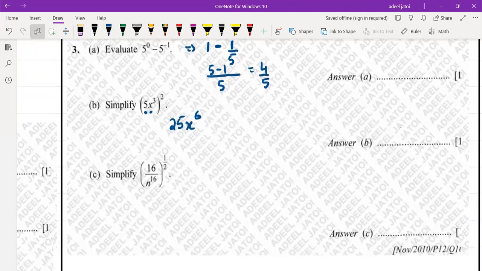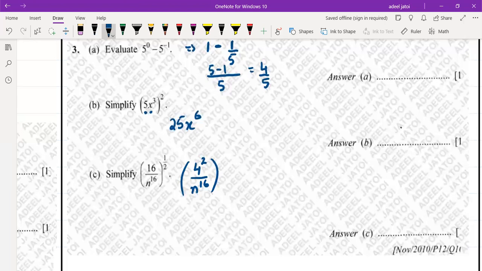Part C, you need to understand that since we have power as half, half means square root of 16 as well, but let's solve it through the indices method. 16 is the square of 4, so that will be written as 4 squared, and the power after the bracket is half.